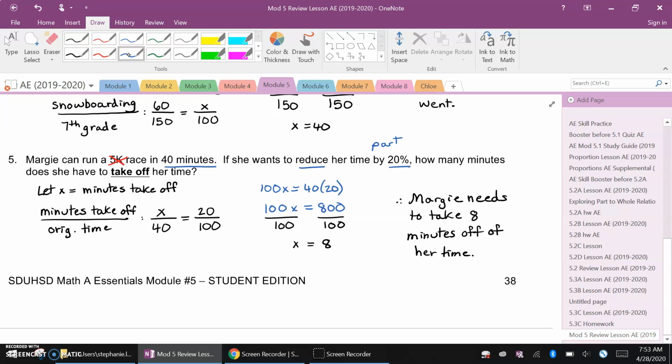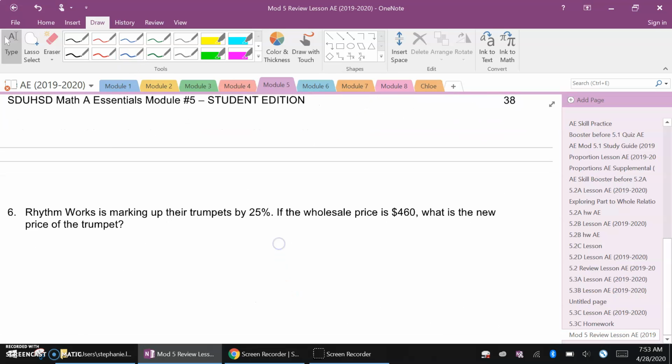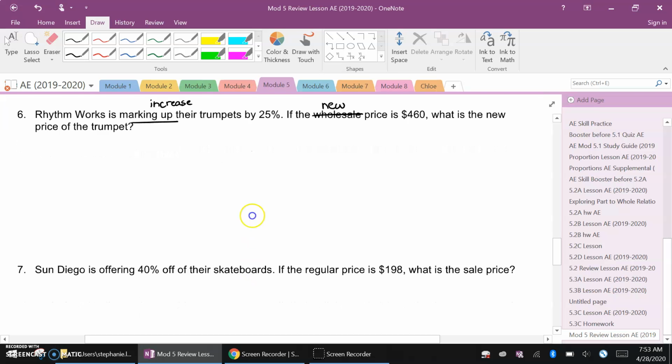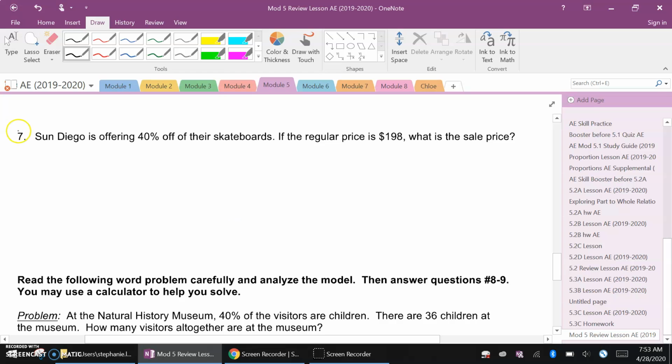Okay, we have 2 more, so we're going to go ahead and turn to the last page of the lesson. And we're going to cross out the word wholesale here, and we're going to just put the word new, because that's the way we've been doing these. So it says RhythmWorks is marking up their trumpets by 25%. So markup means that they're increasing by 25%. The new price is $460. Actually, you know what? We skipped this in the lesson, so we're going to go ahead and skip that, and we're just going to go to number 7.